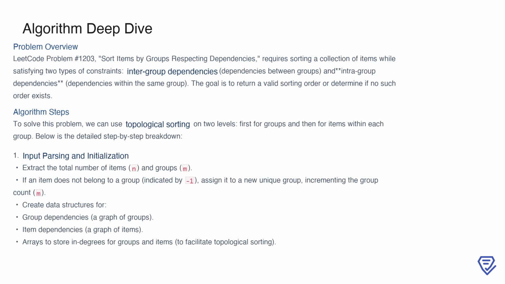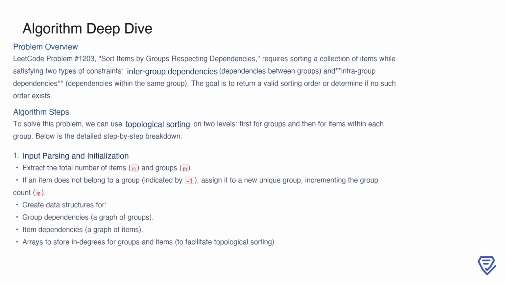In this problem, we need to sort a collection of items while respecting two types of constraints. First, there are intergroup dependencies, which define dependencies between different groups of items. Second, there are intragroup dependencies, which define dependencies among items within the same group. The challenge is to return a valid sorting order that satisfies both constraints or determine if no such order exists.